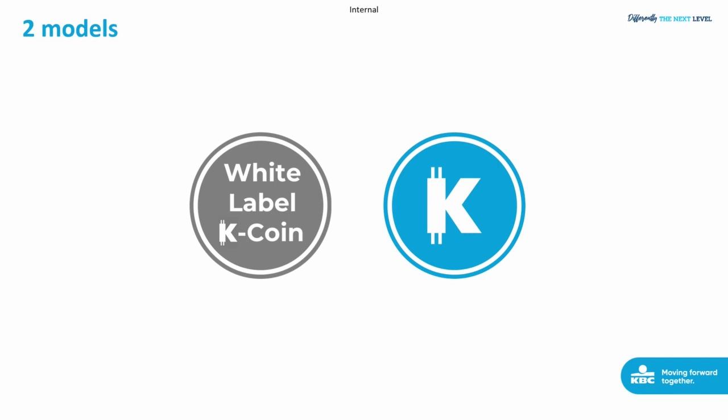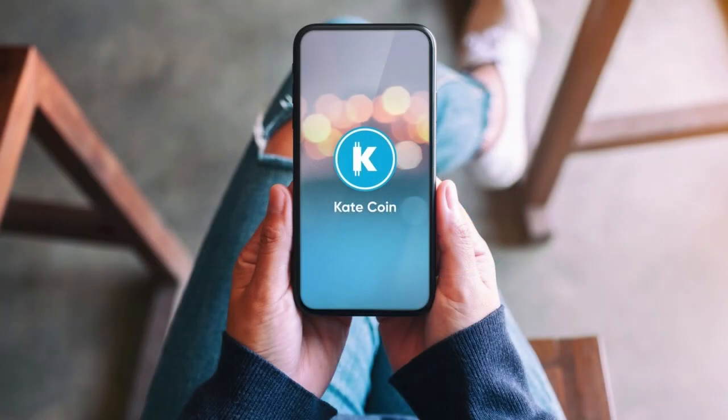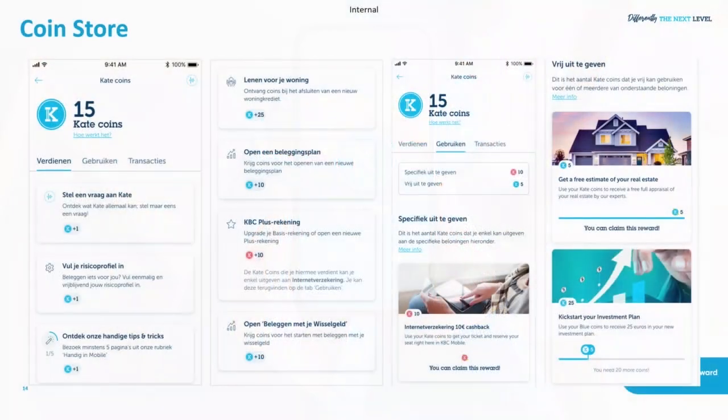So let's take an example for both of them. The first one, the Kate coin. We as KBC want to reward our customers that are using KBC products, and we can reward them coins which they can then use to again buy KBC products.